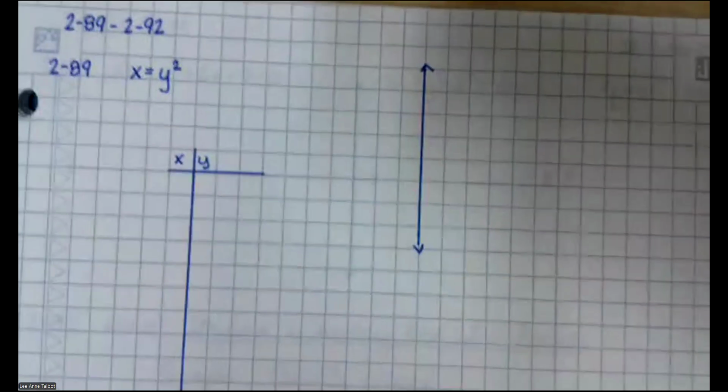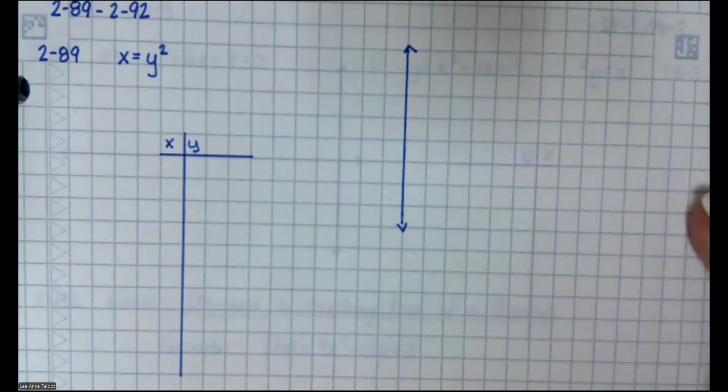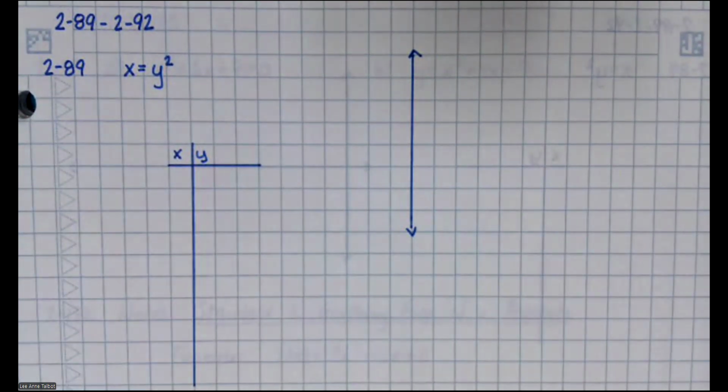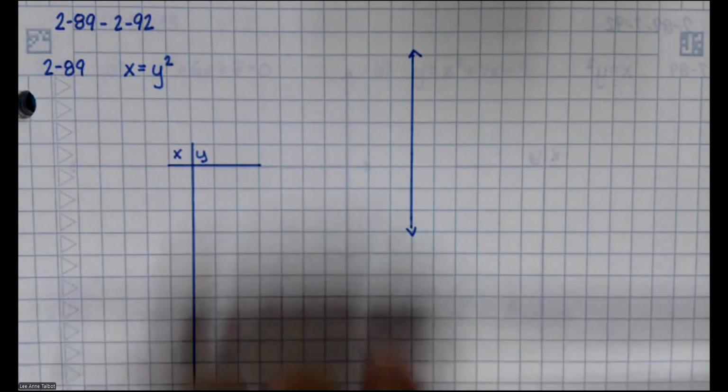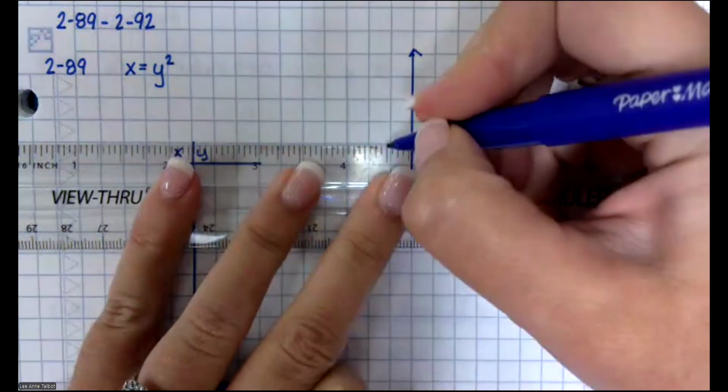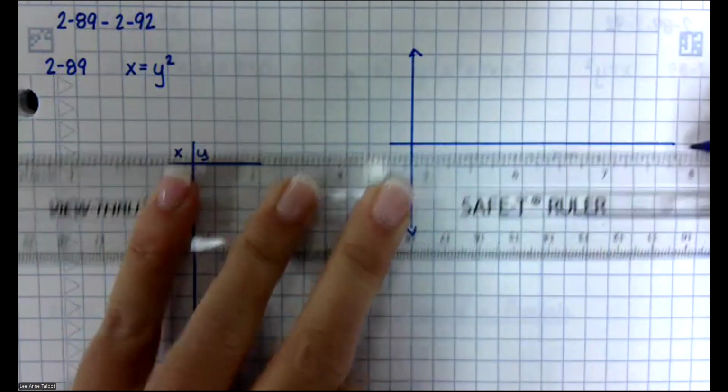Okay. So we are doing problems 89 to 92. 89 is in the notebook. What? I don't know what happened. I didn't finish my graph.